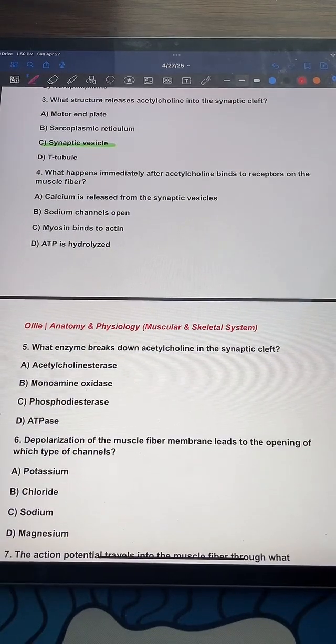Moving on to number 4, what happens immediately after acetylcholine binds to receptors on the muscle fiber?